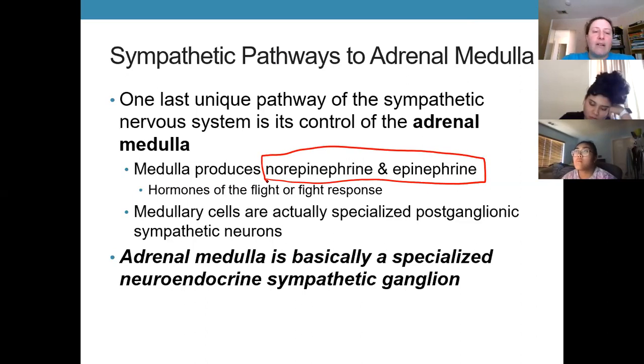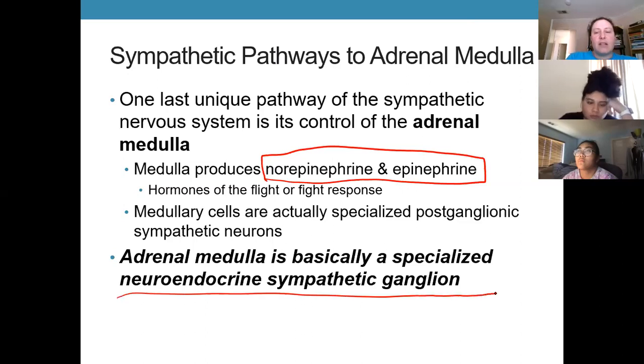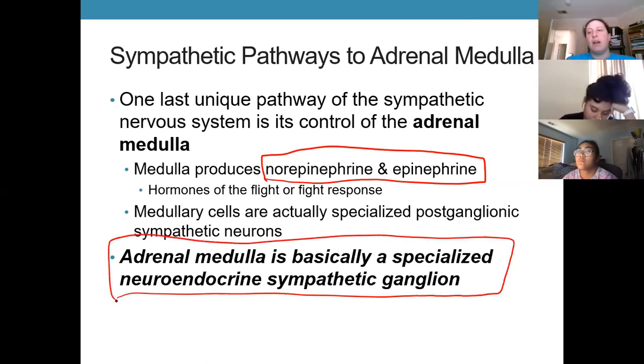So instead of the postganglionic neurons synapsing with an effector organ, they release their neurotransmitter into the blood as hormones. So it's kind of cool. So basically this is just a third option for a sympathetic ganglion.